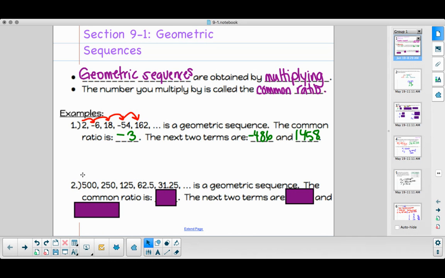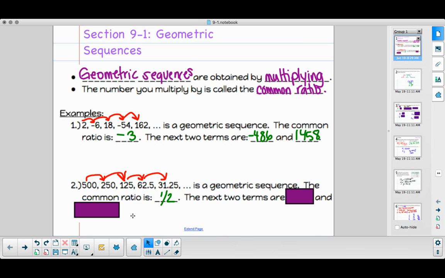Example 2, the numbers that they give us are 500, 250, 125, 62.5, 31.25, etc. In order to figure out the common ratio, we're going to try to figure out again what you're multiplying by to get 500 to turn into 250, 250 to turn into 125, 125 to turn into 62.5, and 31.25, obtaining that from 62.5. The way that you would do that is basically take half. So the common ratio in this case would be 0.5 or 1/2. Either one is acceptable.